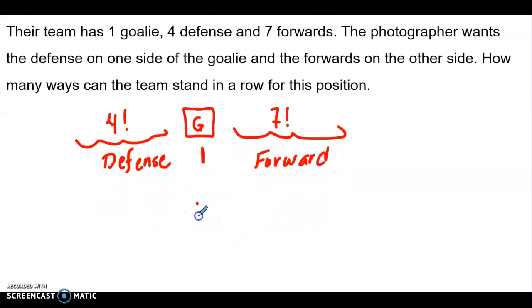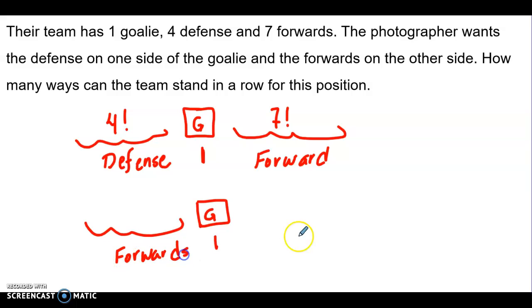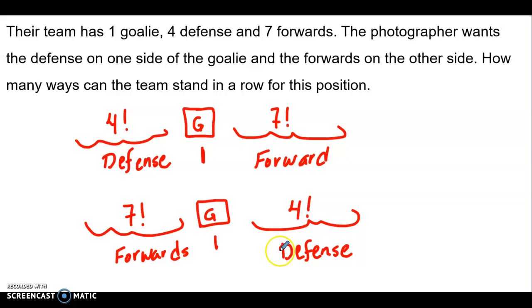The other situation we can have is we can have the goalie in the middle, and there's only one way to do that. And the forwards can go to the left, and the defense can go on the right. Same reasoning, there are 7 forwards, so there are 7 factorial ways to arrange 7 forwards. There are 4 defense players, so there are 4 factorial ways to arrange the defense players.